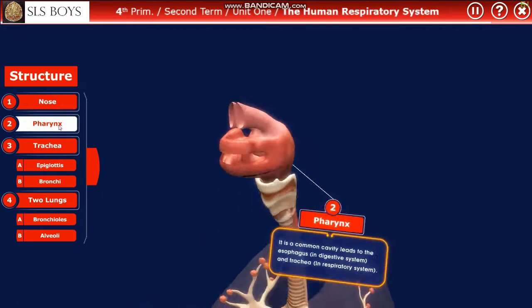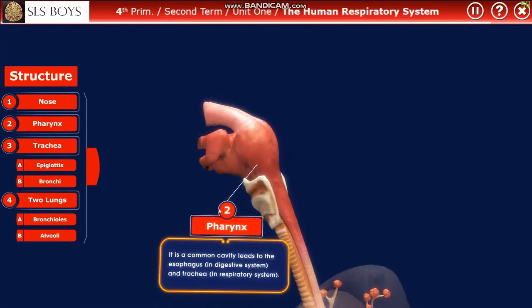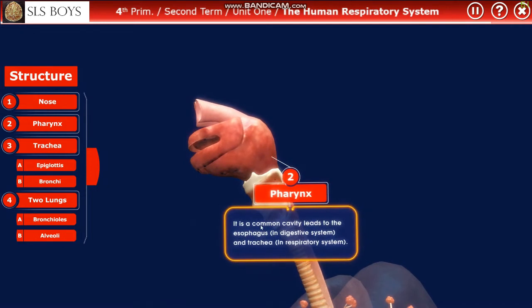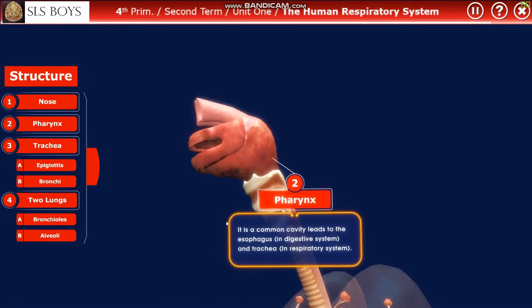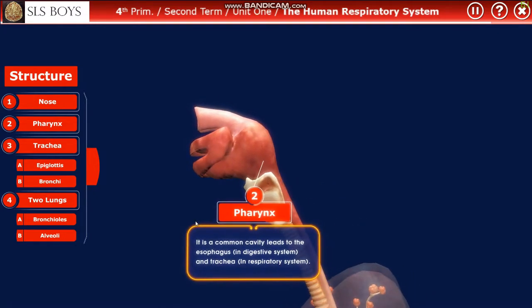Next part is the pharynx. It is a common cavity to the esophagus in the digestive system and the trachea in the respiratory system. So its function is that it connects two different systems, the esophagus in the digestive system and the trachea in the respiratory system.